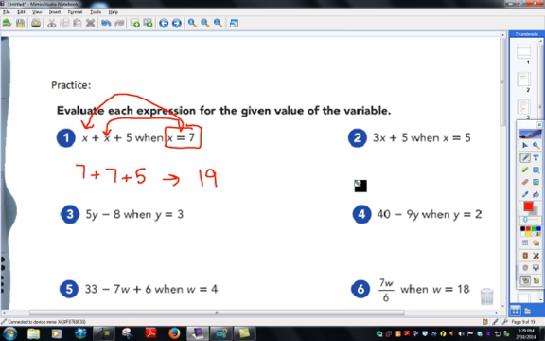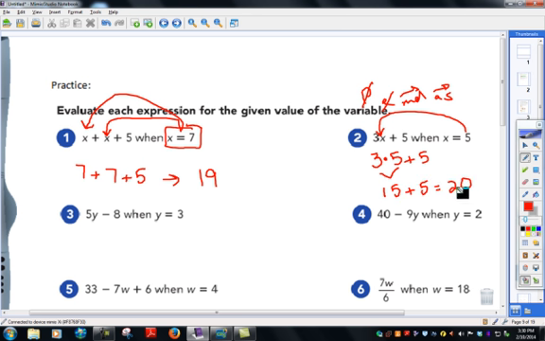Okay? This one here, we rewrite it as a numeric expression. That's 3x, which means 3 times whatever they're saying x is. Okay? It's going to be 3 times 5 plus 5. We write PEMDAS. Okay? There are no parentheses, there are no exponents, so we go straight to multiplication. That's 15 plus 5 equals 20. I would like you guys to pause and just do number 3 and number 4 for me, please.